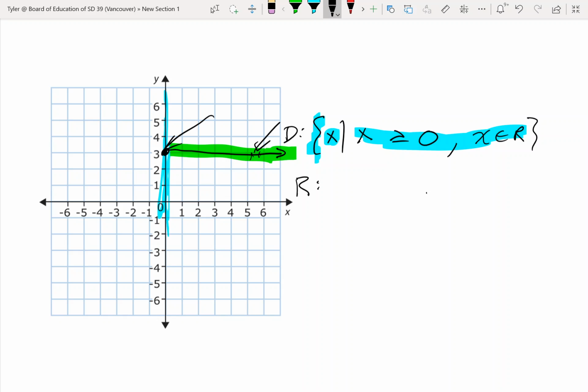Now let's do the range. For this one, it's a little weird. Okay? The range is which y values are possible. So when you look at my graph, let's just pick a random point to start, this point right here.